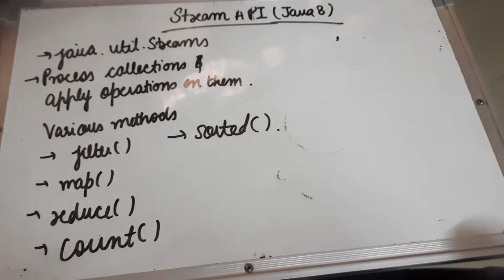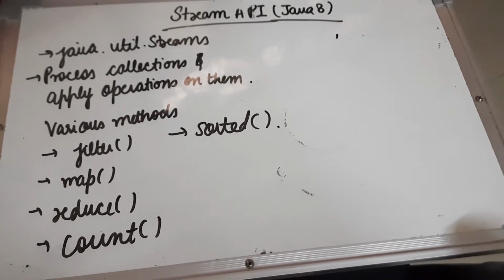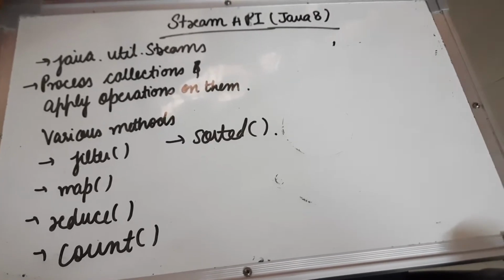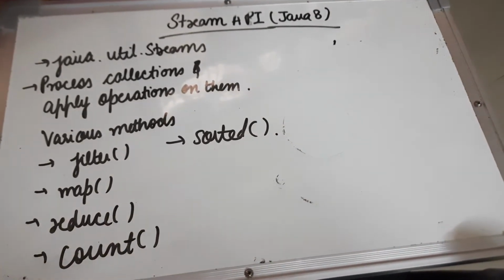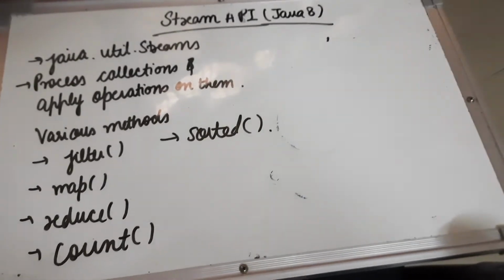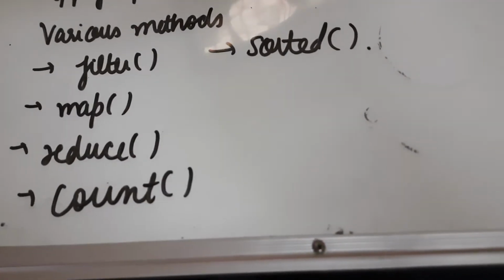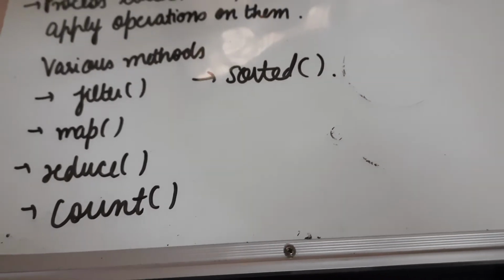So why do we use stream? We use stream to process collections. We have an ArrayList or maybe a simple list, a map, all the collections. If we want to process them and apply some operations on them, then we use the stream. There are various methods, like filter, map, reduce, count, sorted, and many more.